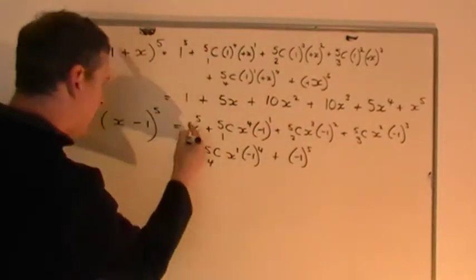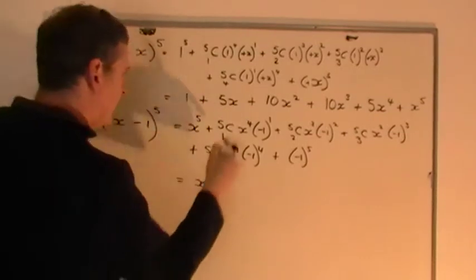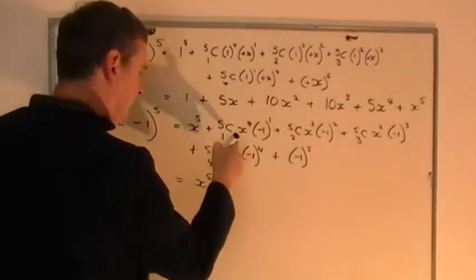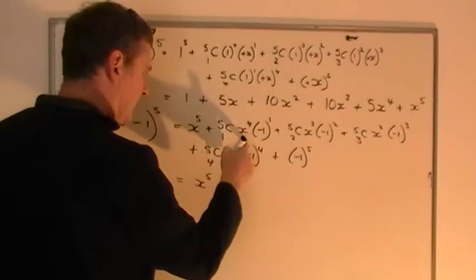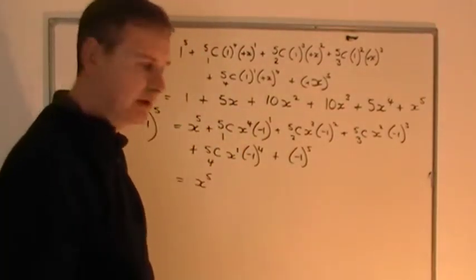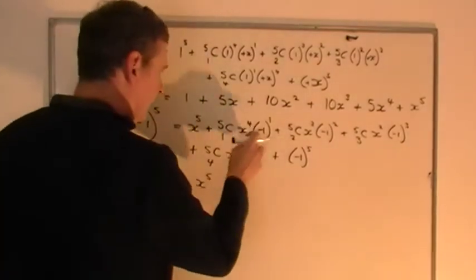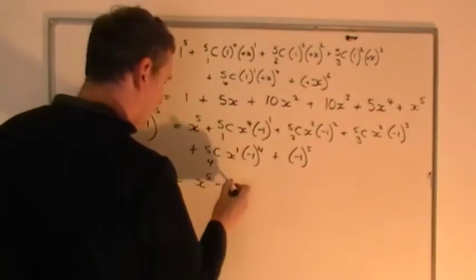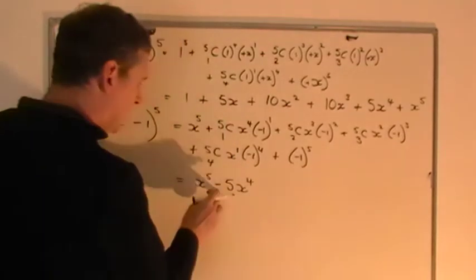Tidy up. x to the 5 comes first. 5 choose 1 is 5. Now be careful this time. 5 times x to the 4, minus 1 to the power 1 is minus 1. So you're going to get 5 times x to the 4 times minus 1. That's minus 5x to the 4. So you're getting a minus there.